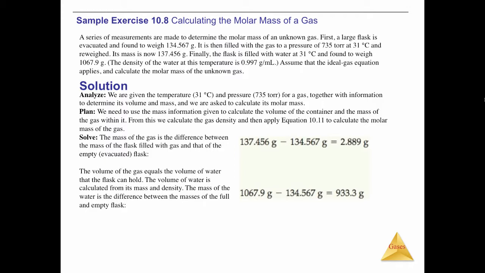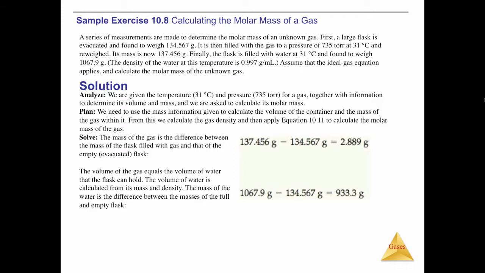It told us that the volume of water is calculated from mass and density. So they filled up the flask with water and figured out the mass of the water. The mass of the water is the difference between the masses of the flask full and the flask empty. So why would we do this instead of just saying that we put it into a 500 milliliter flask? Because we want to get a good number.